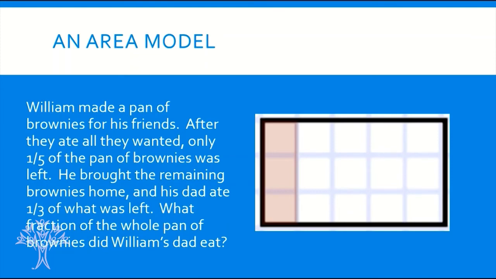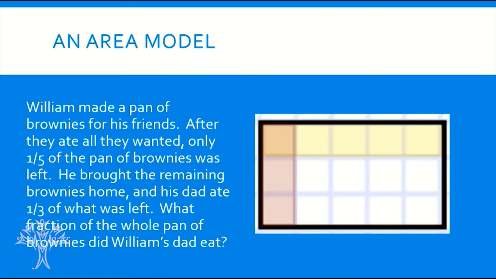Here's one way you could show this. The area with overlapping colors represents the fraction of the pan of brownies that William's dad ate. We could say that 1/3 of 1/5 is 1/15. Take a moment to write down an equation that matches the story and the area model.